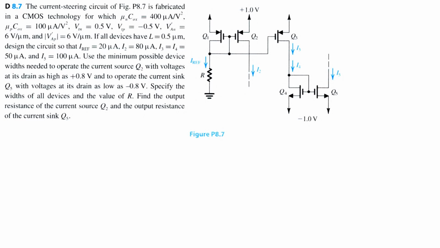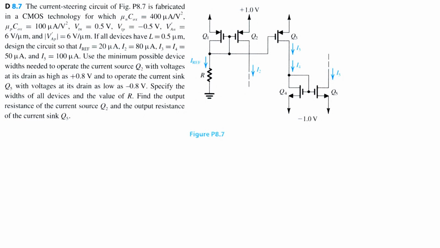We wish to design the circuit so that all of the currents labeled in this diagram have the values that are given in the problem, and we want to use the minimum possible device widths needed, such that the current source Q2 operates with voltages at its drain as high as 0.8 volts, and the current sink Q5 operates with voltages at its drain as low as negative 0.8 volts.